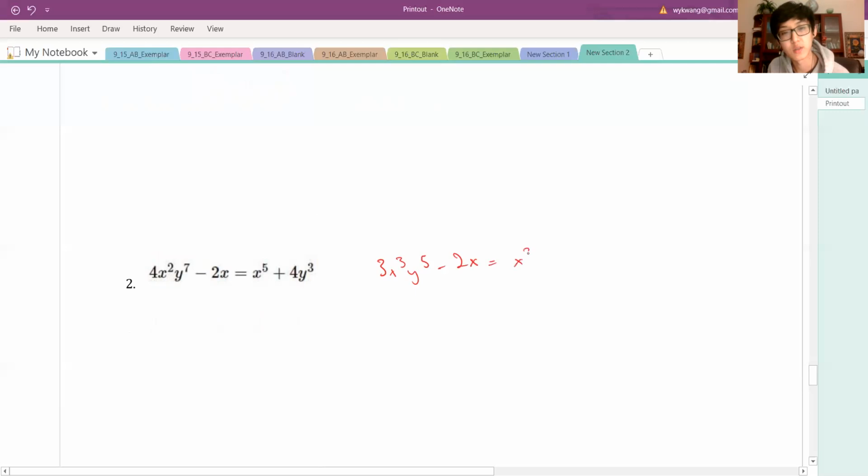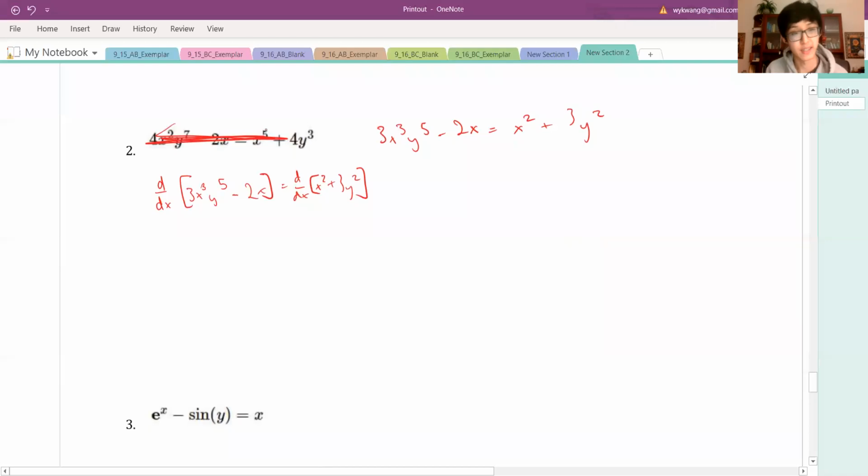equals x squared plus, actually, 3y squared. Okay, so I'm doing this problem instead now. We're differentiating both sides with respect to x. So d over dx of 3x cubed, sorry, going too fast, y to the 5th minus 2x is equal to d over dx of x squared plus 3y squared. Cool. Now we're differentiating each term, so we can separate all of these, but I'm not going to draw that out because that's too much right now.